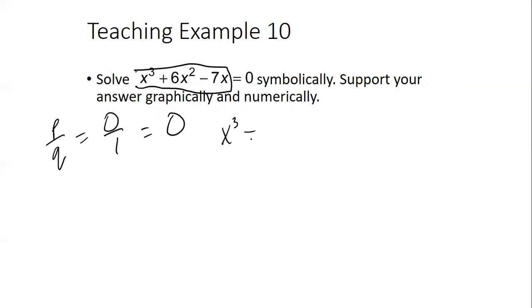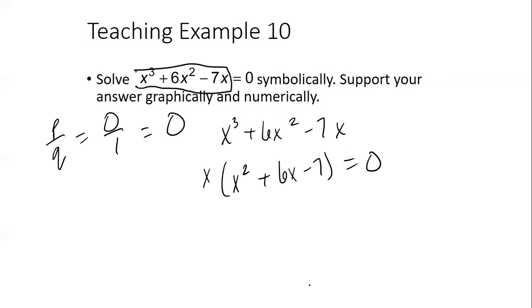So we have x cubed plus 6x squared minus 7x. What's the GCF here? X. So I can factor out an x out of everything. So I'm left with x squared plus 6x minus 7 equals 0. What multiplies to give me negative 7, but adds to give me positive 6? 7 and 1. A negative 1 and a positive 7.